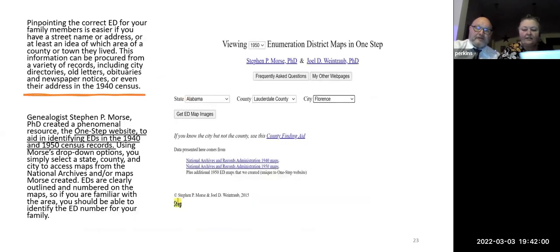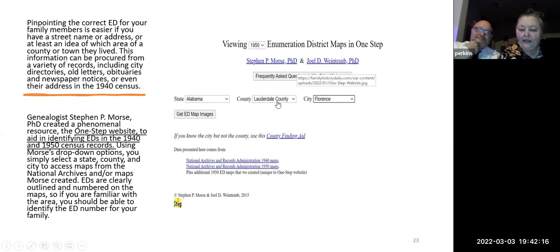The next slide shows what you do when you don't have an easy way to find your enumeration district. You go to the Morse and Weintraub website and you put in your state, your county and your city, and click enumeration district maps. It will bring you 1 to 5 suggestions from various locations. It's gone through the NARA maps and other maps that are available. These guys have spent tons of time doing this.